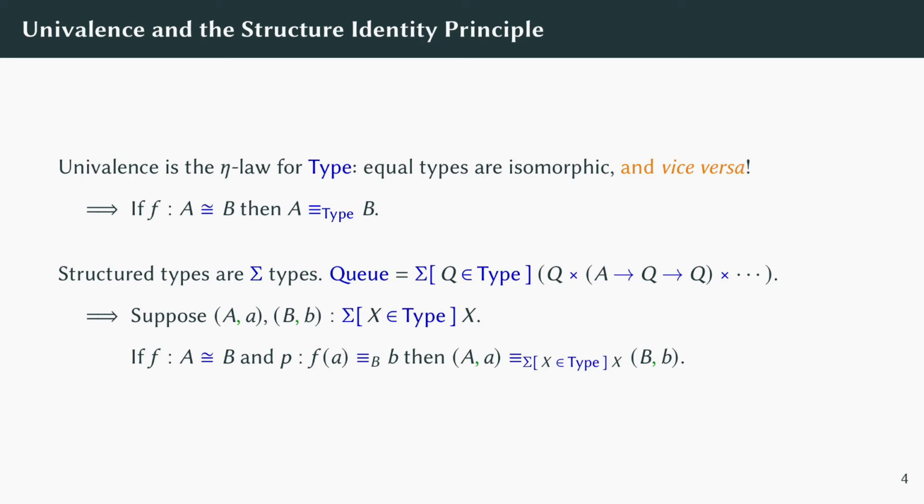By combining universes with sigma types, we can express the idea of types equipped with operations. For example, a queue is a type Queue paired with an element of Queue and enqueue and dequeue functions. In the presence of univalence, two elements of this type are equal if and only if there is an isomorphism between the underlying types that commutes with the operations. This idea is known as the structure identity principle, and while it sounds a lot like what we need, unfortunately, in most cases of representation independence, the underlying types are not actually isomorphic.